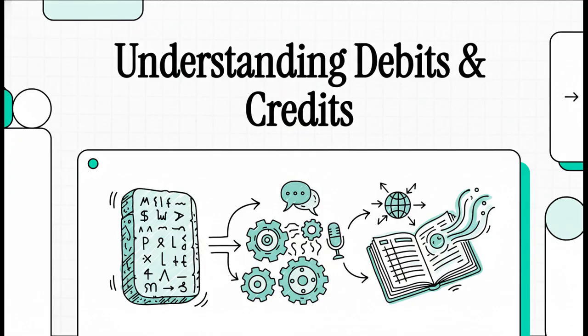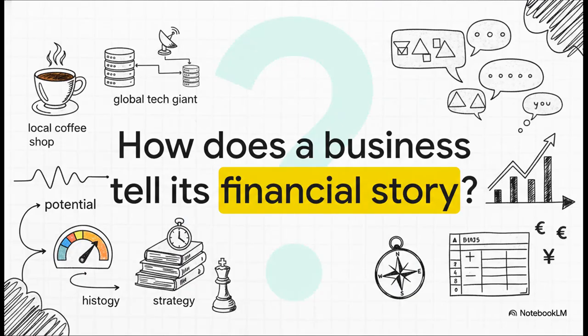We are not going to treat accounting like it's math. We're going to treat it as what it actually is, the universal and absolutely essential language of business. So let's just start with this one big question. I want you to think about any company out there. Could be the coffee shop down the street, could be Apple. How does a business like that tell people what's going on inside? How does it communicate its health, its history, its strategy for the future? How does it tell its financial story?